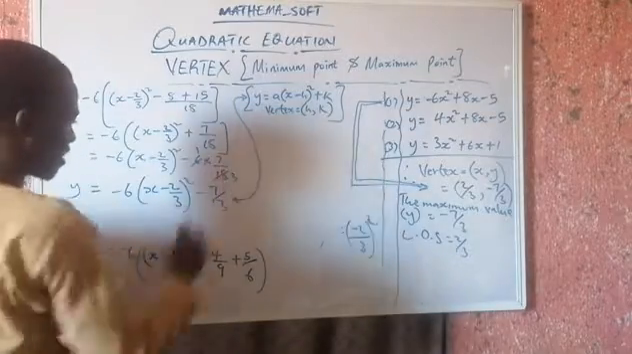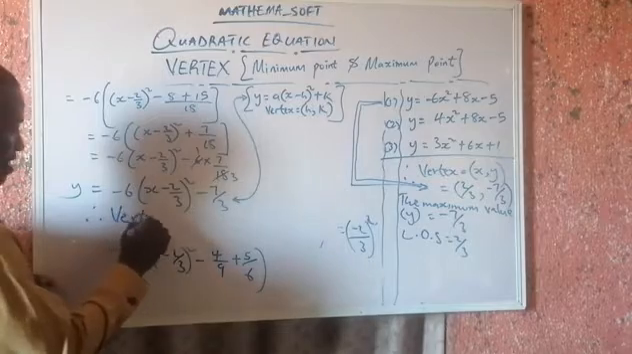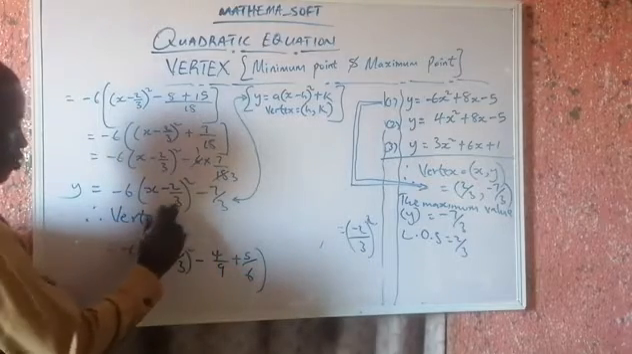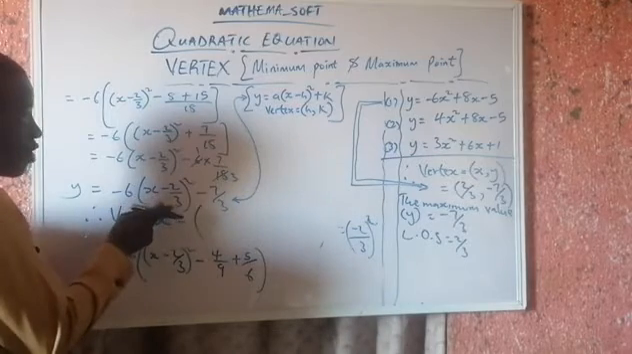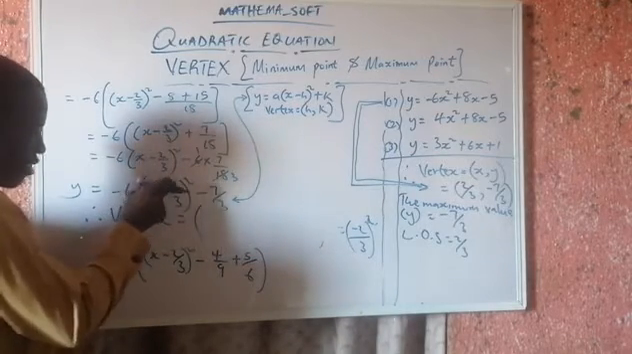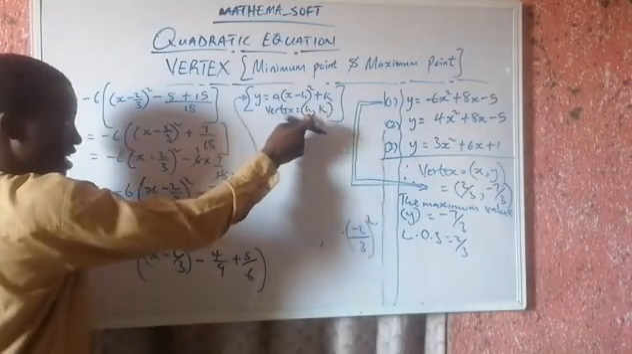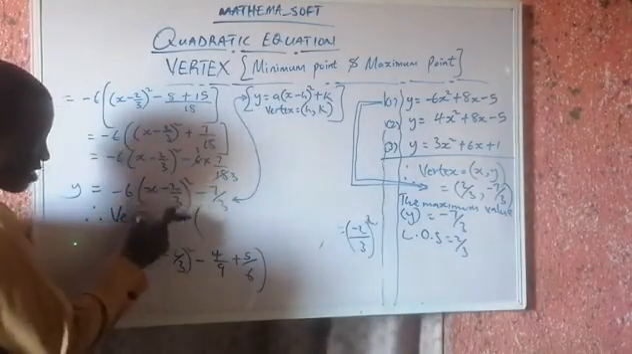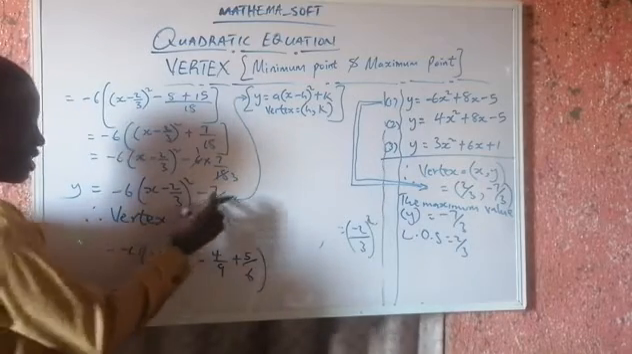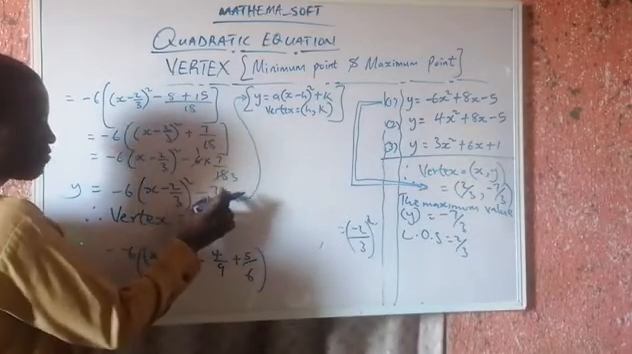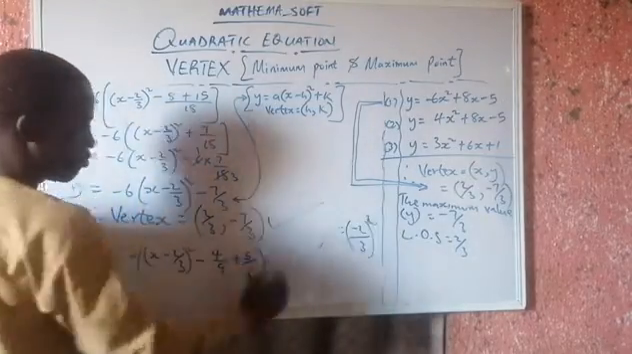So let's state out our vertex since we already have this form. Therefore, the vertex of this quadratic equation will be our x, which is what? Minus 2 over 3 here. I've told you, since this one is minus h, we said the value will be what? h. And since this one is also minus 2 over 3, the value will be 2 over 3, comma. The k is entirely the value you have here, which is minus 7 over 3. This will be our vertex.